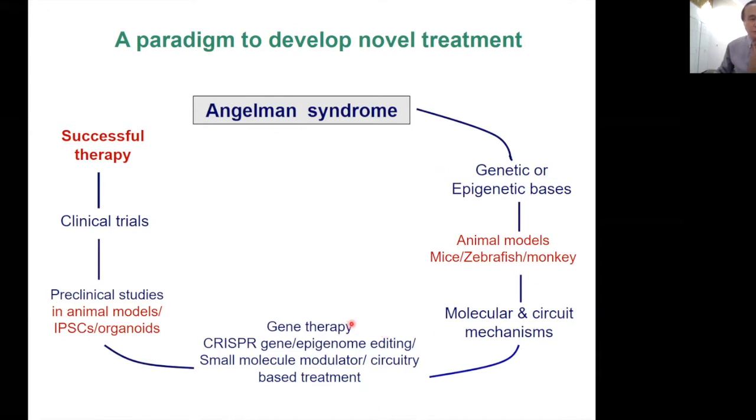It could be gene therapy, it could be a drug, a small molecule, antisense oligo. When you have a new treatment, you need to test it in the animal model. If it's successful, then you can move to the phase 1 clinical trial, then hope eventually to get an FDA-approved successful therapy.